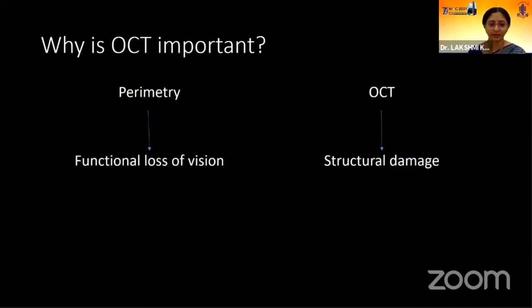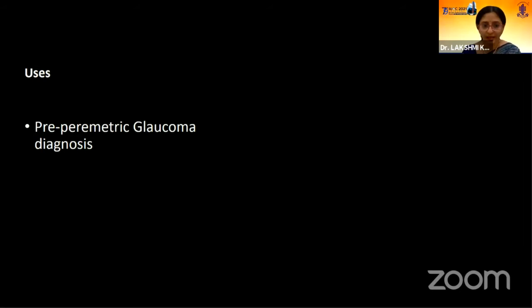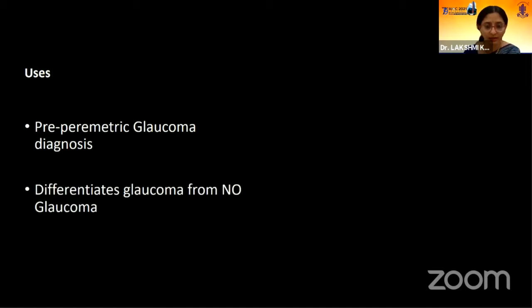So why is OCT important? We have to understand that perimetry denotes the loss of functional vision, and OCT denotes the structural damage, and the structural damage precedes the functional loss of vision by about 6 years. During that time, about 35 to 50% of RNFL is already lost. That's a very big loss. So that's the main use of OCT in the diagnosis of pre-perimetric glaucoma. If we see a doubtful case and the visual field defect is not there, even then it can be glaucomatous and we can diagnose it using RNFL OCT.